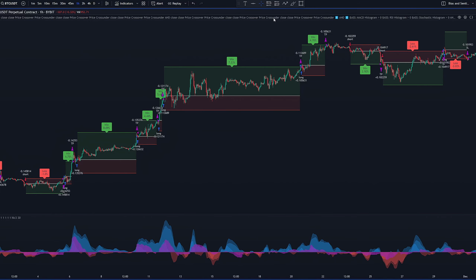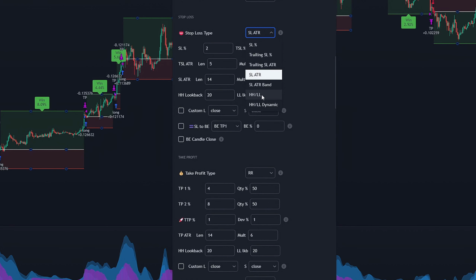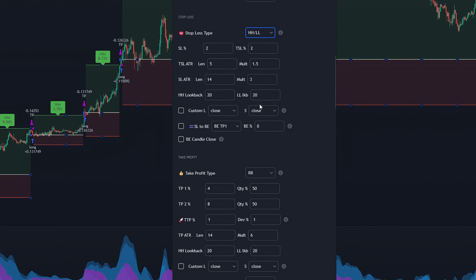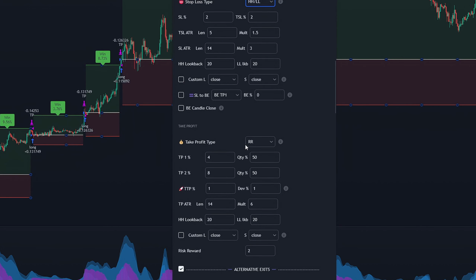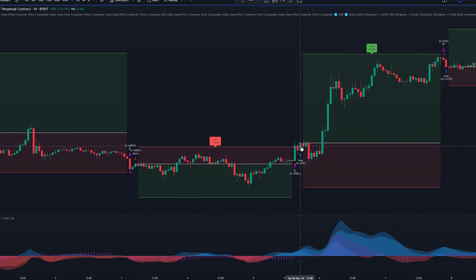Now we just need to set our exit rules. We're gonna set the stop loss based on the higher highs and lower lows with a 20 look back period, and we're gonna set the take profit based on the risk reward of 2. And as you can see, here we have a long position.